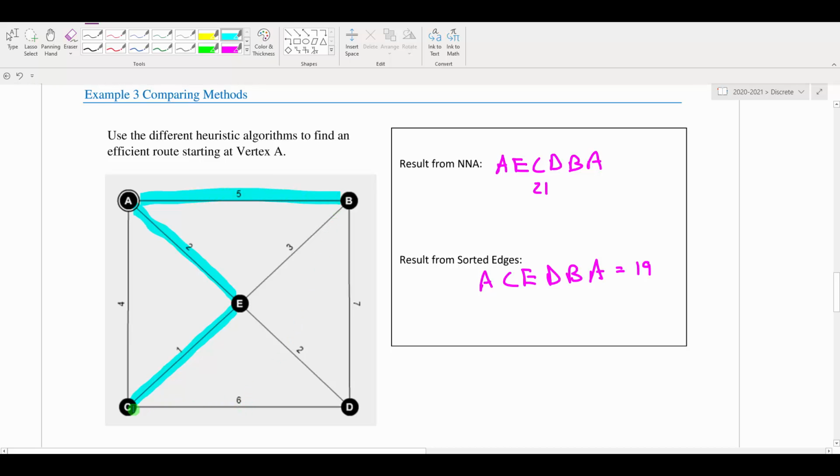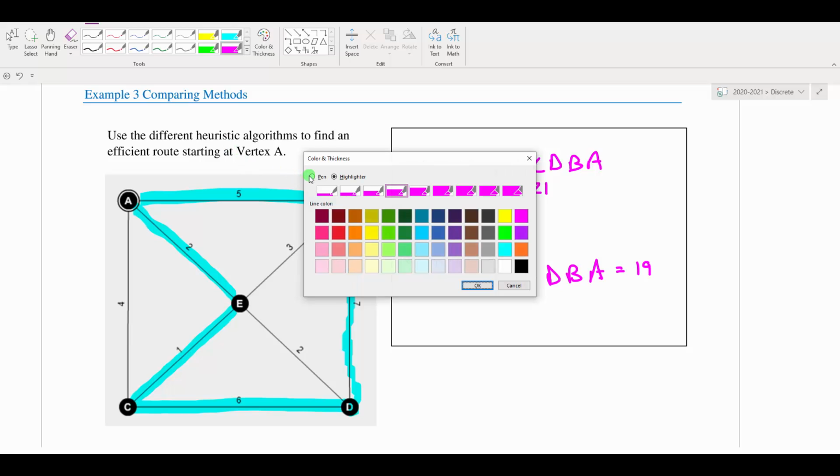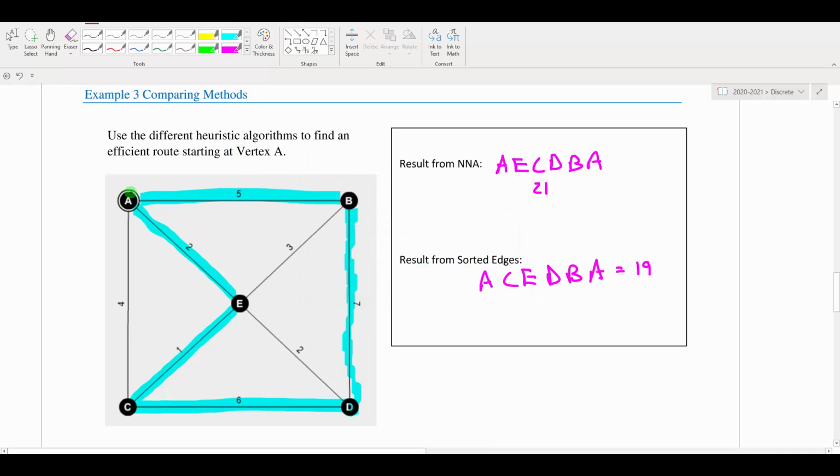The 6 would be the next cheapest edge. I can add that one. And then the 7 would be the next cheapest edge, and that's okay. That would complete my circuit, but that circuit would include all the vertices. Okay. So let's see what this edge does. All right, so we'd go A, E, C, and then we'd go D, B, A.